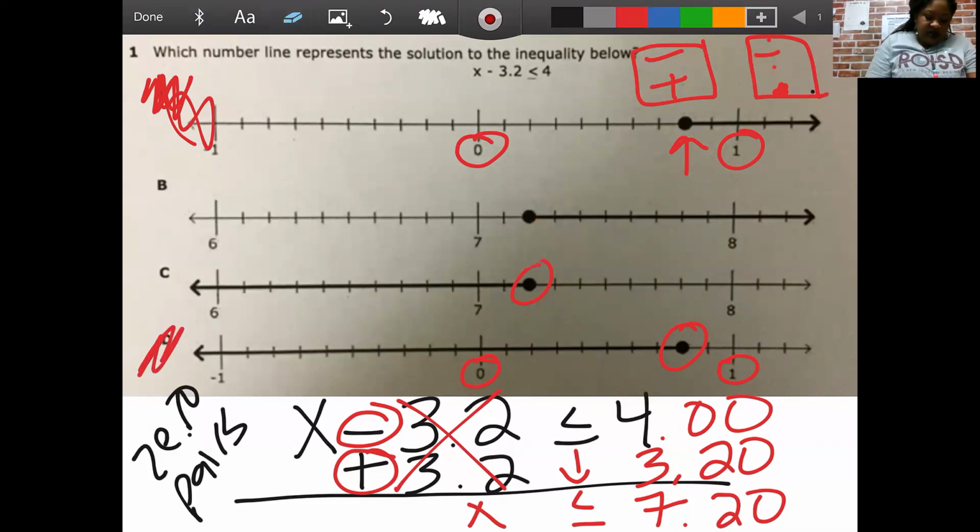Now let's go back so that we can see which one is the correct one. x has to be less than or equal to 7.2, so we have a closed circle because it can be equal. Which direction are the numbers going to be less than 7.2? Some examples are 7.1, $7, $6, $5, $4. In which direction are those numbers from the 7.2? They are to the left. Numbers to the left are less than the numbers to the right. So your answer should have been C for number 1.